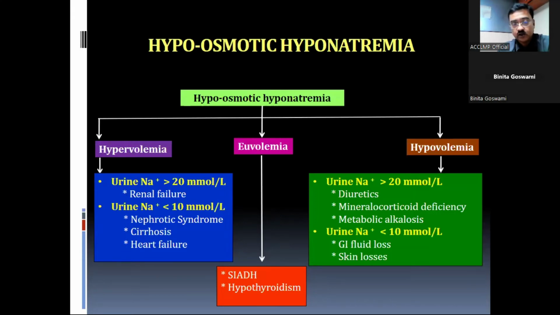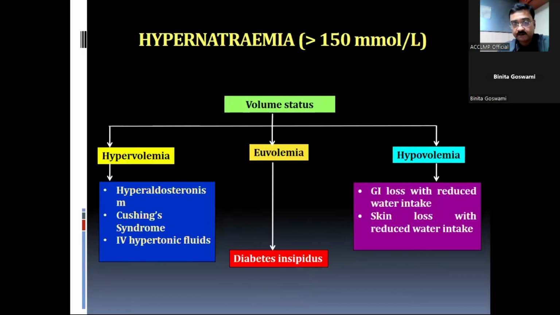In euvolemia, mostly SIADH or hypothyroidism. In hypovolemia, when urinary spot sodium is high, these are cases of diuretics, mineralocorticoid deficiency, particularly Addison's disease, and metabolic alkalosis. When urinary sodium is low or diluted, it is mostly because of GI fluid loss or skin losses, which lead to hypovolemic hyponatremia.